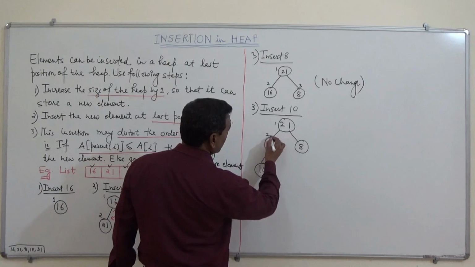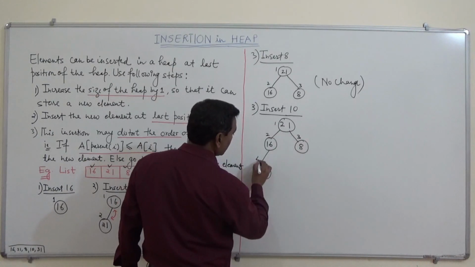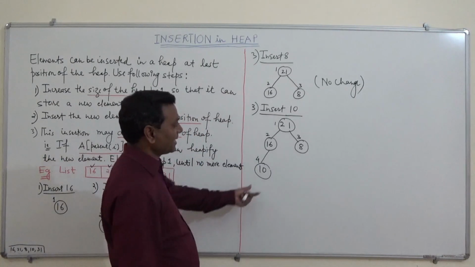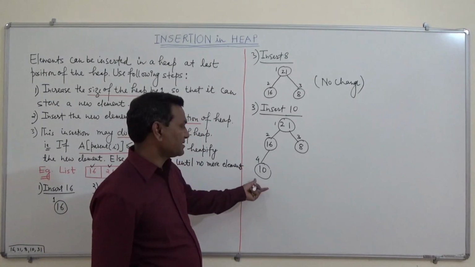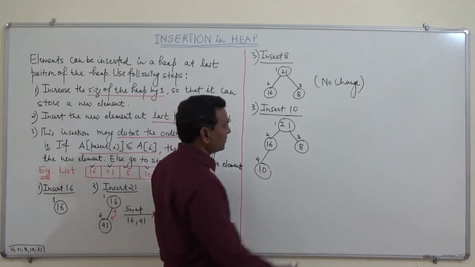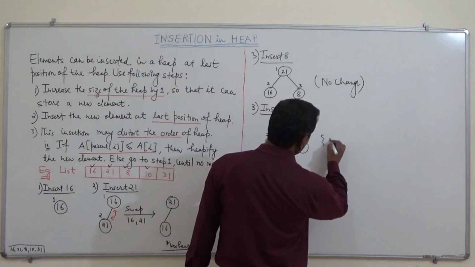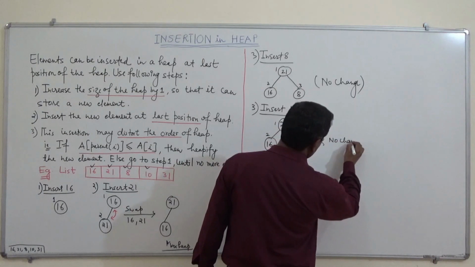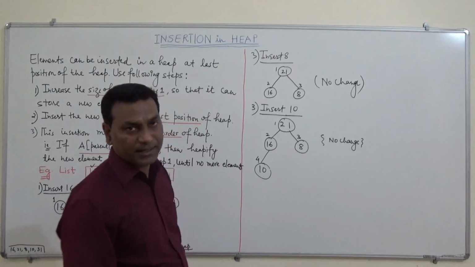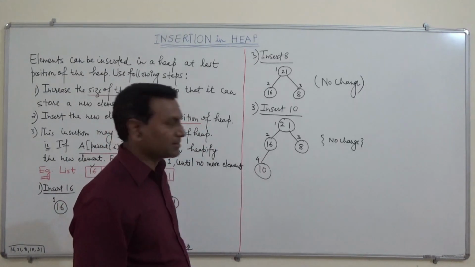One, 2, 3 and 4. So this 10 will come at fourth position. Now we'll check this new element, this is 10, so this is less than 16, therefore no change, because it is not violating the condition of the heap.